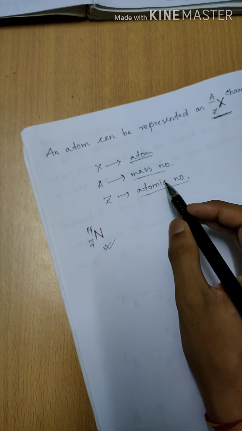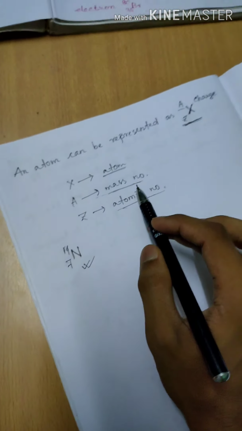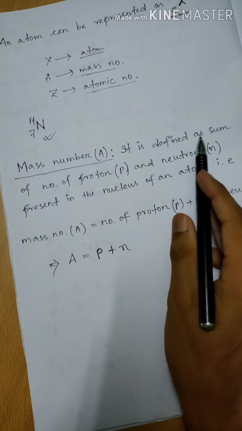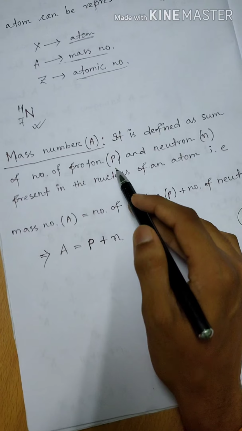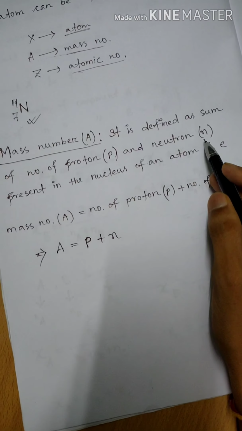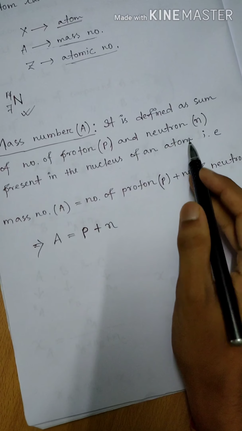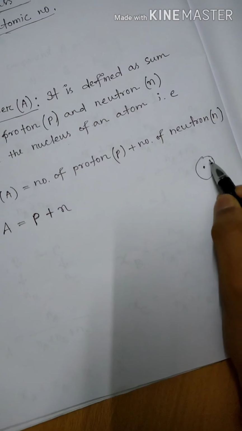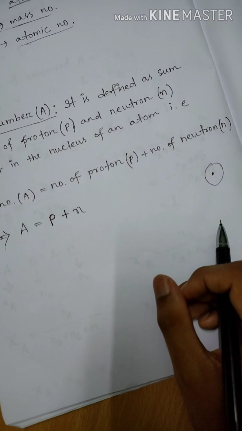Now see what is mass number. What is mass number? It is defined as the sum of the number of protons, which can be represented by the symbol P, and neutrons, which can be represented by the symbol N, present in the nucleus of an atom. All of you know every atom has a nucleus. If this is the atom, then it must have a nucleus in the center.